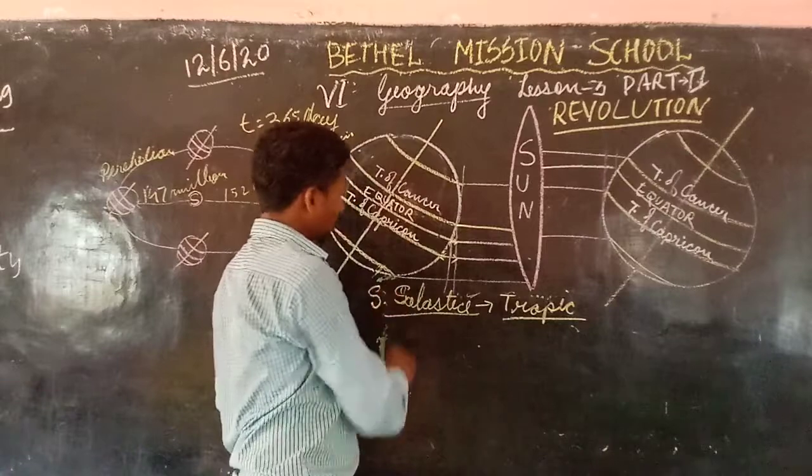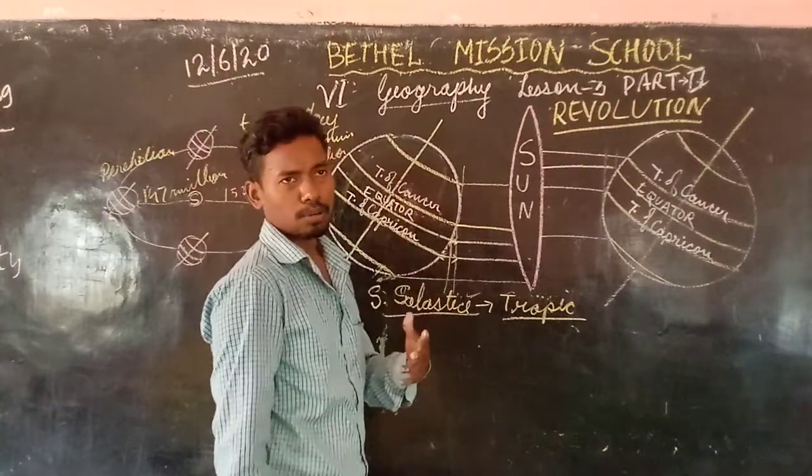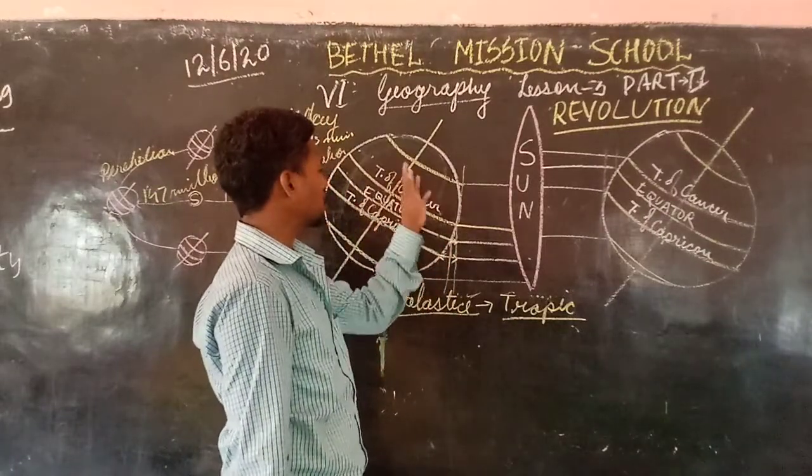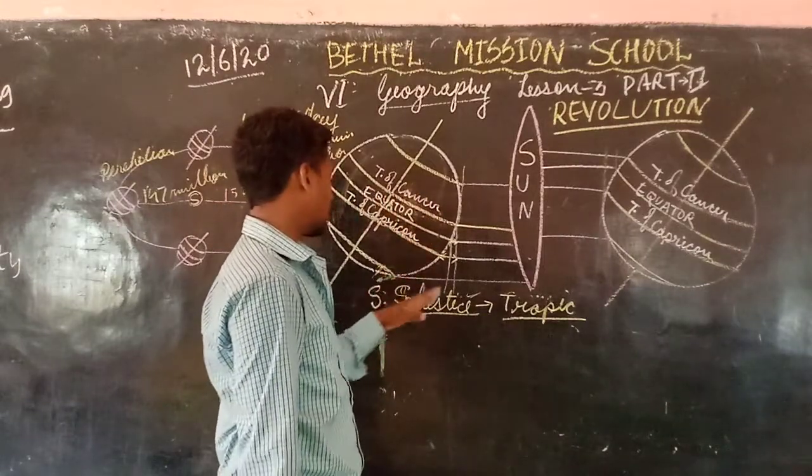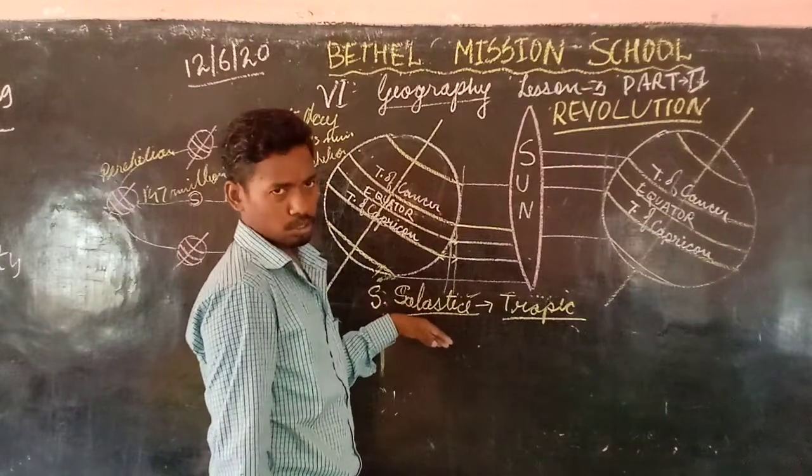What is it called? Summer, because you know we generally, the majority of the people, live in the northern hemisphere, and Tropic of Cancer lies in the northern hemisphere. Therefore, it is called summer solstice.